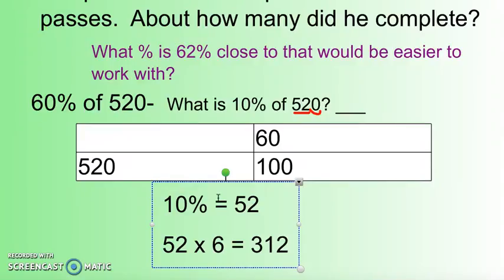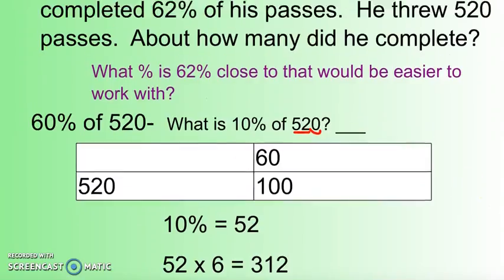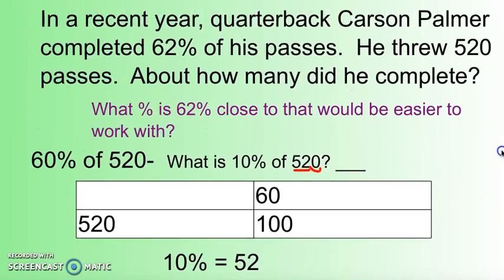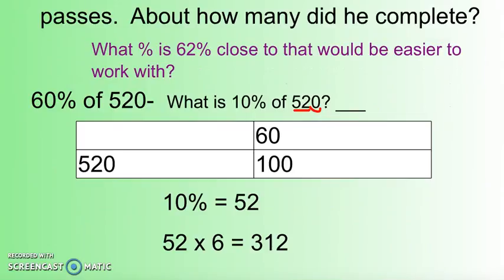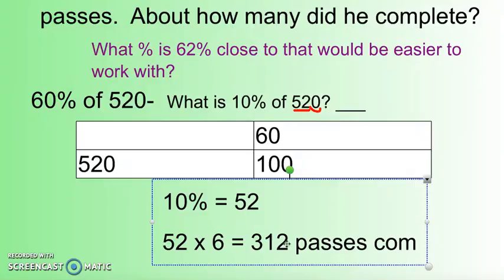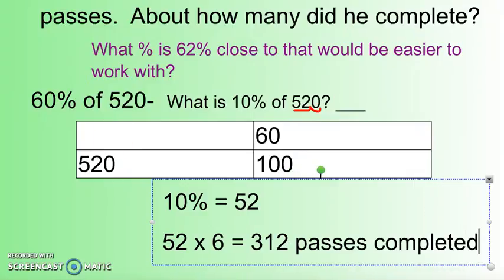Now I could do 52 plus 52 plus 52. I could do it 6 times, but this is just a quicker way of doing it. So this is just an estimate about how many passes he completed. So I would put a label of passes completed. Okay, let's look at our next one.